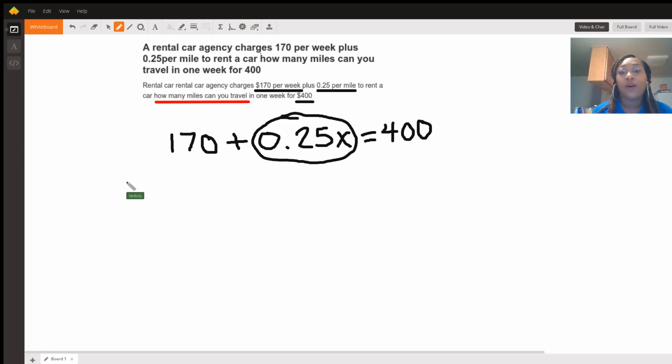All right, so now let's deal with this 170. That is a positive 170. And if we want to move everything over, which is the goal, because the key is to move all regular numbers to the same side of the equal sign and keep all coefficients and the variables on the other side. Okay, so I'm going to subtract 170 from both sides, because as I stated earlier, that is a positive 170.